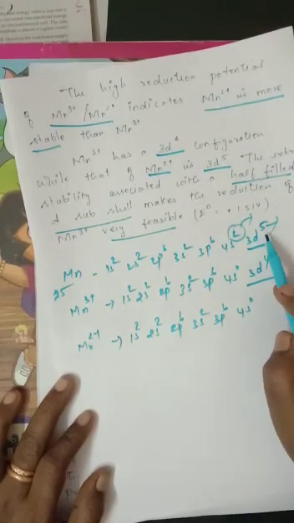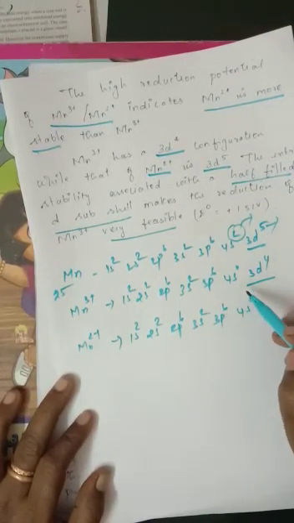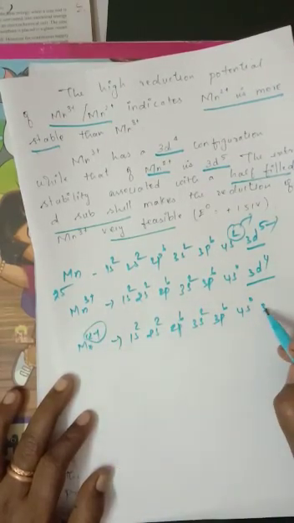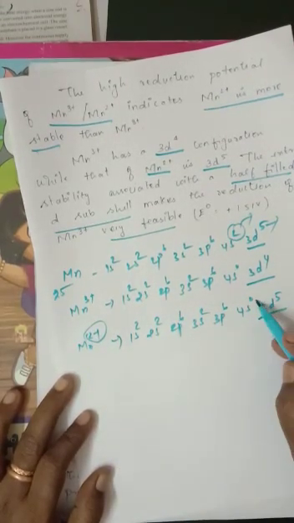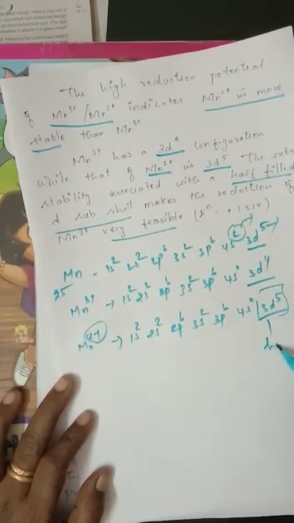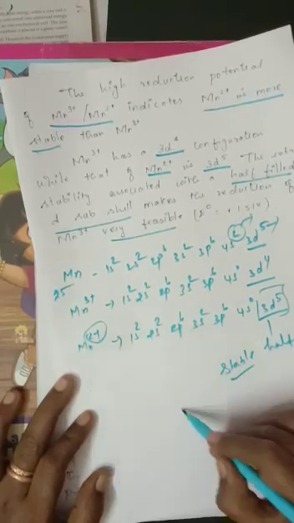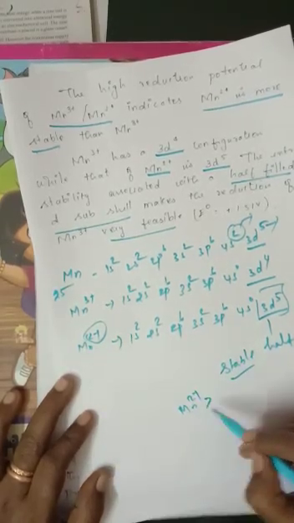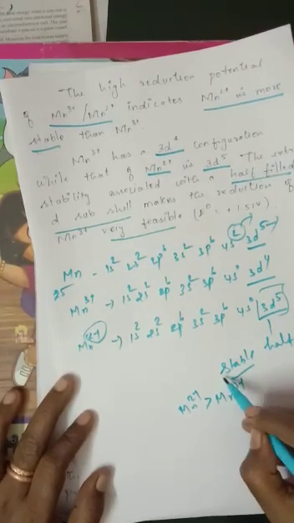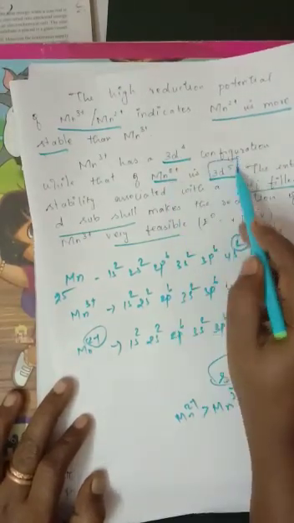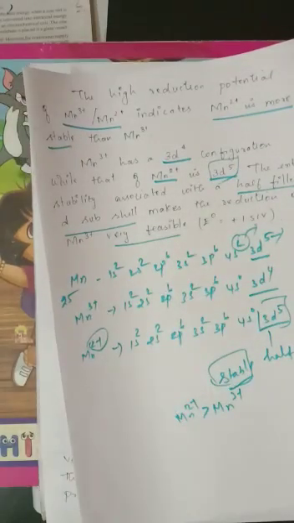How many electrons will be released from here? Only 2 electrons are donated, so here once again 3d5 configuration. If it is a 3d5 configuration, it should be half filled, no? Half filled configuration, so it must be more stable. So Mn2+ is more stable than Mn3+ because of the half filled stability. That is why Mn2+ is more stable, with 3d5 configuration. Thank you students. We will see the next topic.